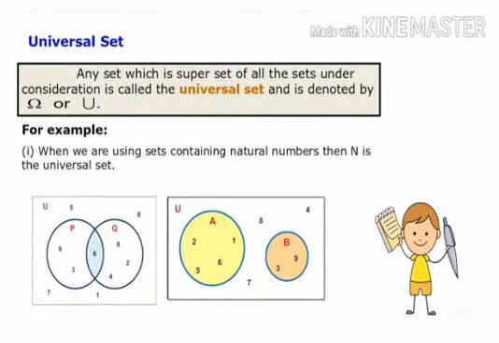Finally, we can see the universal set. Any set which is a superset of all the sets under consideration is called the universal set and is denoted by omega or U. For example, when we are using sets containing natural numbers, then N is the universal set. Here, look at the pictorial representation of the intersection of sets and disjoint sets, or you can say union of sets and disjoint sets under the universal set.